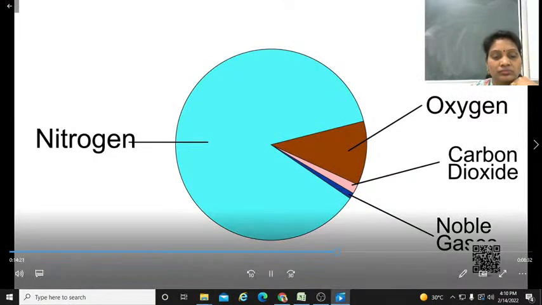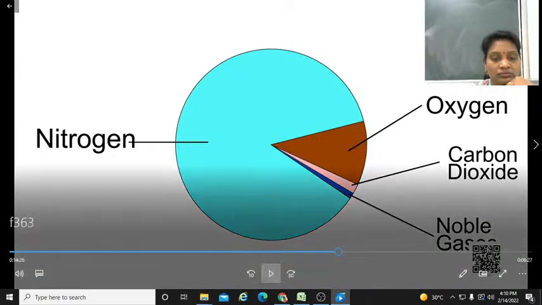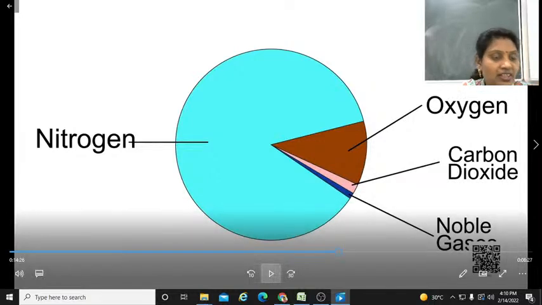However, there may be some variations in the composition of air from place to place. Students, remember that this diagram, or the diagram in your textbook if it is there, you have to draw in your notebook. This is the composition of air. Air contains more nitrogen, the light blue color here, then 21% oxygen, then carbon dioxide, and very little noble gases.